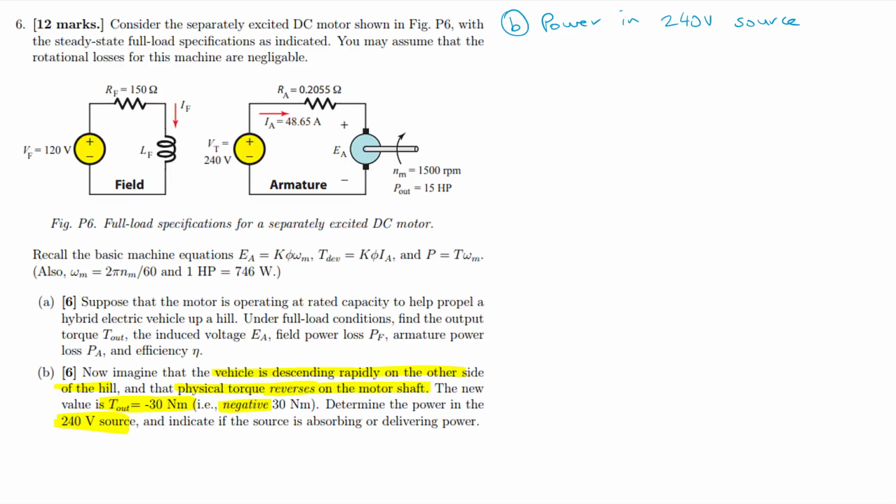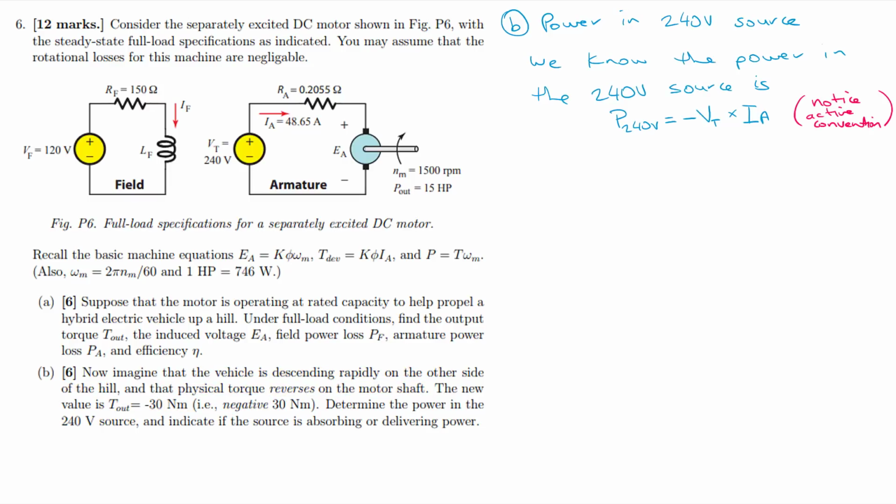So how are we going to solve for this? We know the power in the 240 volt source is going to be minus VT times IA. Now why do we have the minus sign in here? Well, look at the reference direction that is shown in the figure. We have the IA current flowing in this direction, right? It's flowing into the negative and out the positive. So we use the negative sign to denote that power relationship as drawn. Okay, so then let us continue.